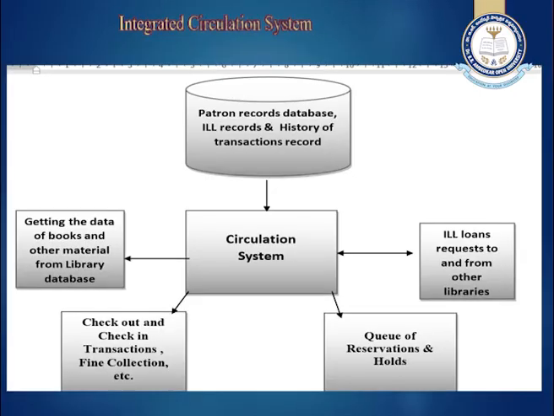Suppose your book is issued to someone and somebody wants to borrow that book, then they will place the item in the reserve, and when the book comes back the staff will call back the book and loan it to the other person who has placed it on the reserve and is first in the queue. ILL means interlibrary loan request from and to the library. Whatever we give to others, whatever we take from others, there is a record of those transactions.